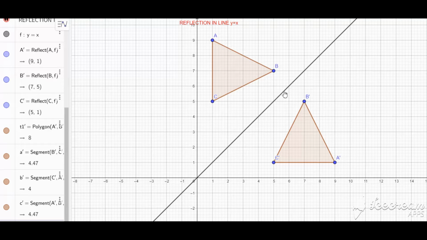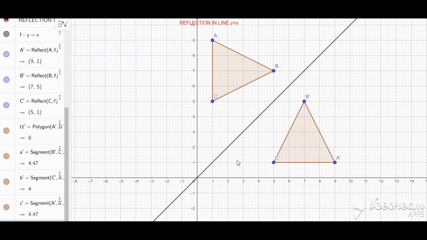Alright, this is interesting. Look at coordinate A. We all agree that coordinate A was 1, 9. Look at A prime. A prime is 9, 1. Coordinate B is 5, 7, but B prime is 7, 5. The coordinate of C is 1, 5, but C prime is 5, 1. Now we can actually directly see what is happening here.